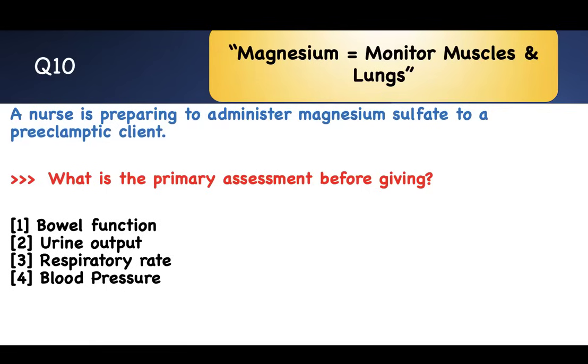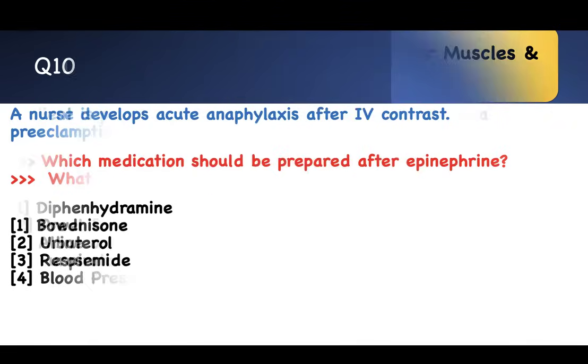Magnesium, monitor the muscle and the lung. Do you see a lung there or a muscle there? I like the respiratory rate more than the blood pressure. That's what you check. Reflexes and the respiratory rate, very important.